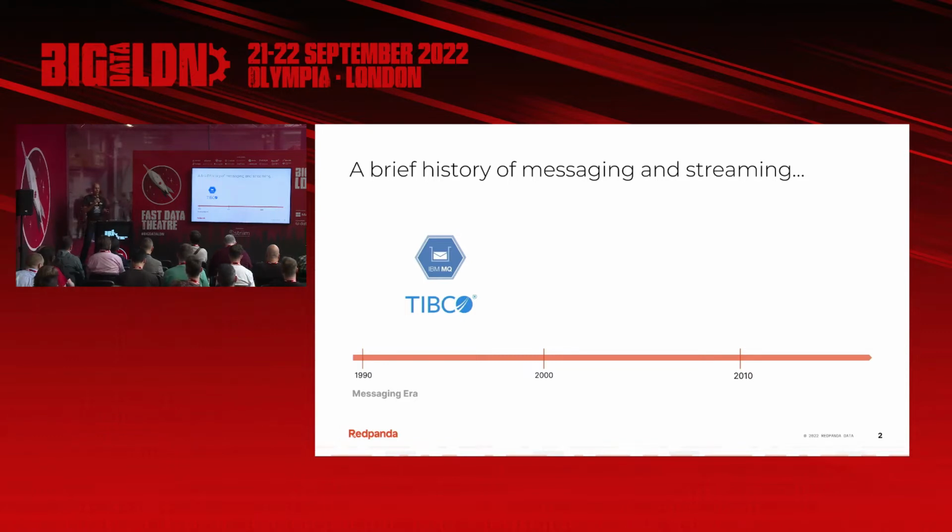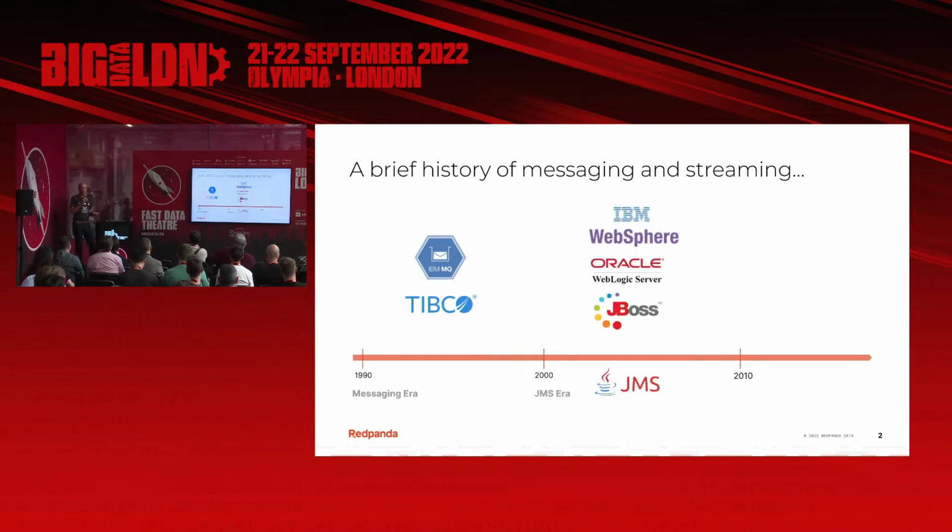Moving on into the 2000s, you had the JMS era. If you remember the JMS era, we had these message-driven beans talking to your message-oriented middleware. I hate the term middleware, but you've got things like WebSphere, WebLogic, JBoss. JMS was all about managing the interface between the message-driven beans and the middleware itself. It wasn't a broker protocol per se.